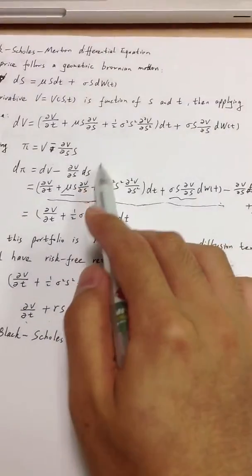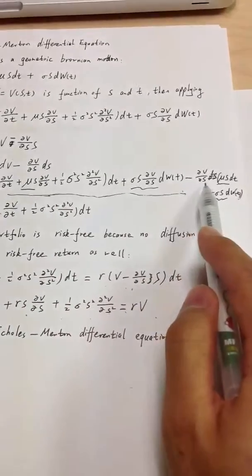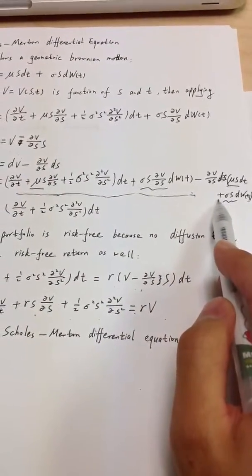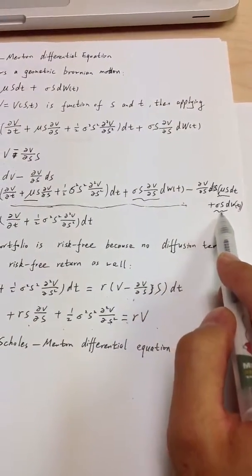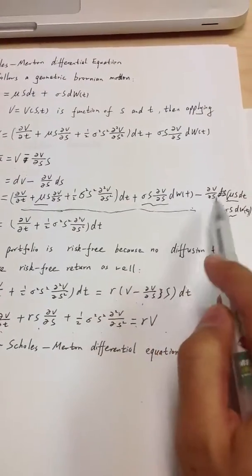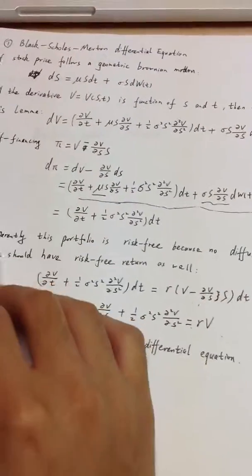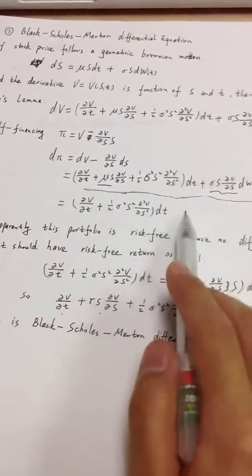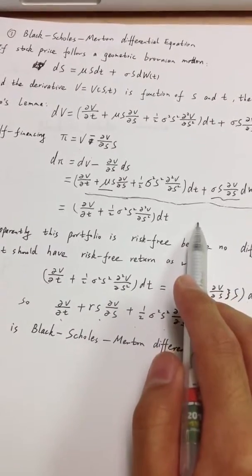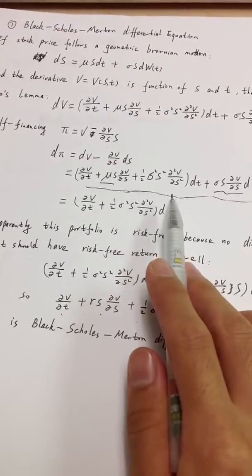And dS, we already know it is a geometric Brownian motion, so we can replace it by μS dt plus σS dW_t here. Surprisingly, we find out dW_t is eliminated. So this portfolio does not contain a diffusion term. Thus, this portfolio is a risk-free portfolio.